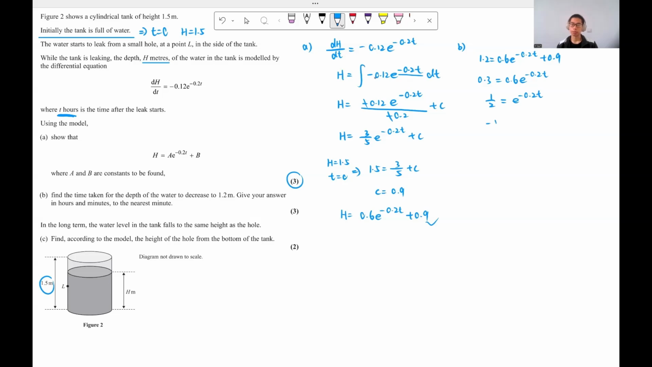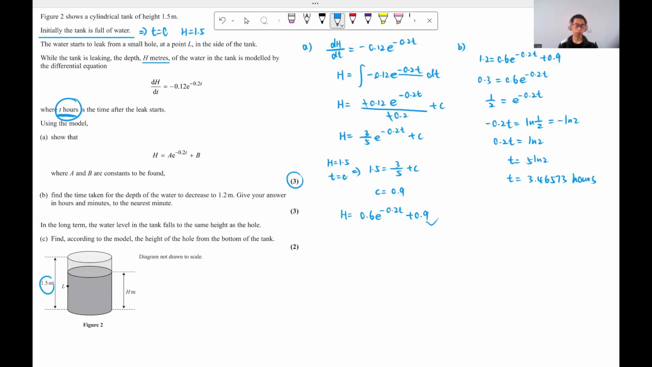So that means negative 0.2t is just equal to ln of 1/2. And then 0.2t should be the same as ln 2, because ln 1/2 is the negative of ln 2. So t is just equal to 5 ln 2, because dividing by 0.2, 1 over 0.2 is equal to 5. So 5 times ln 2, put in the calculator, we have t is equal to 3.46573, and then the units would be hours.